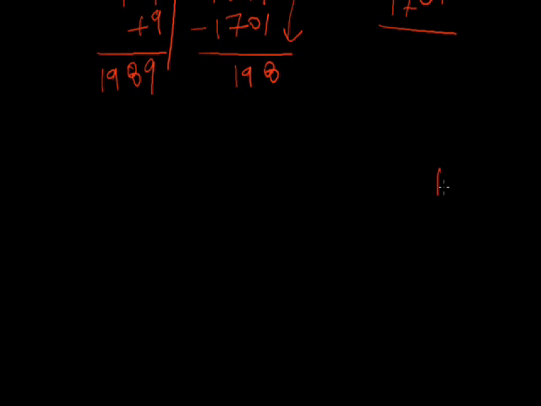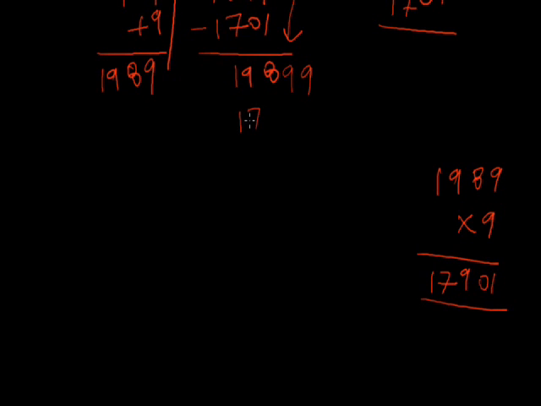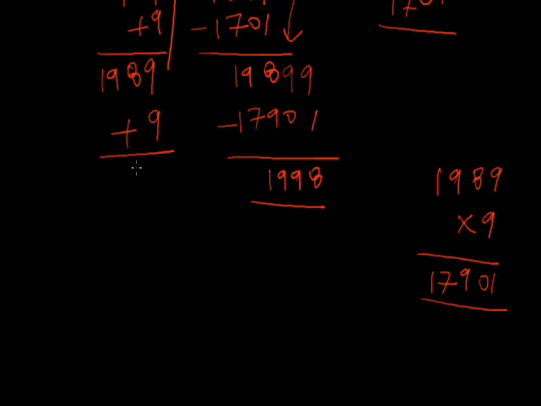Multiplying 1989 with 9, we get 17901. Subtract 17901 from the number 19899. We get the remainder as 1998. Now 9 plus 9 gives you 18.